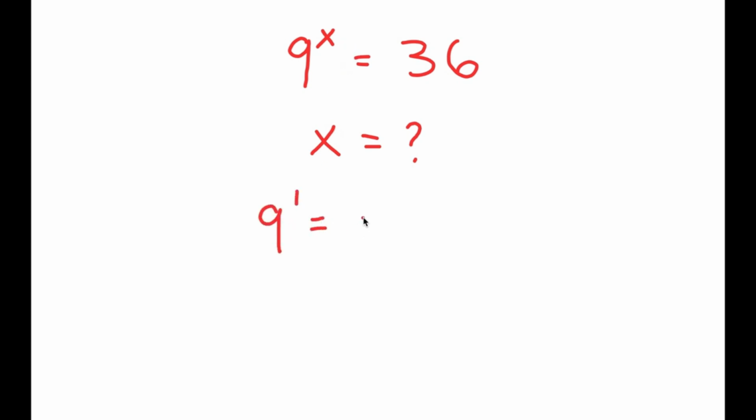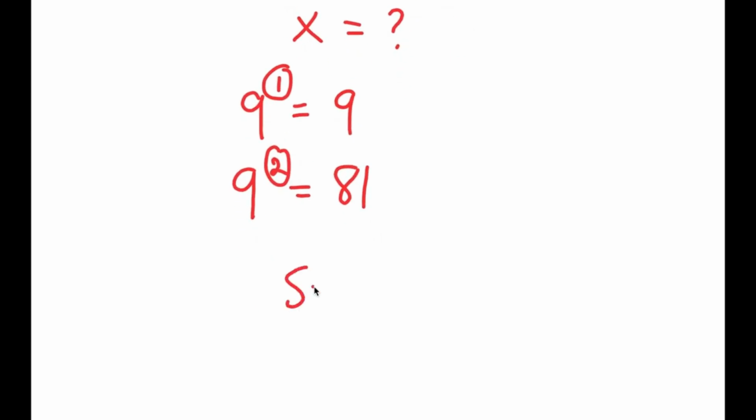Alright, so in this equation, I'm going to be solving 9 to the power of x is equal to 36. So to start, my variable in this equation is x, which is what I'm going to be solving for. And we can already tell that x is not going to be a whole number, because 9 to the power of 1 is 9, and 9 to the power of 2 is 81. So we know that x is going to be somewhere in between 1 and 2. So we want to find the exact value of x.